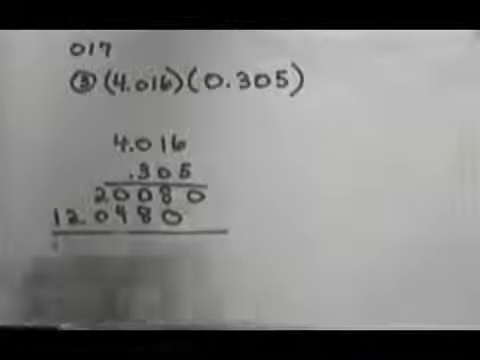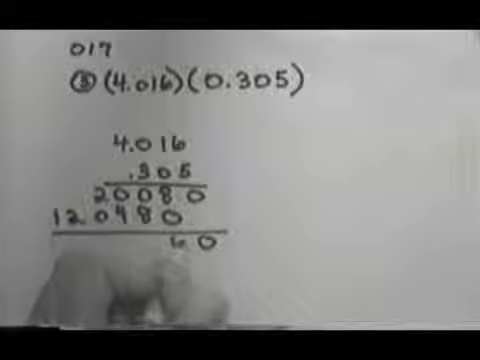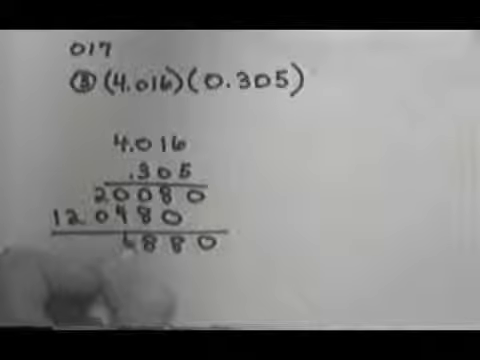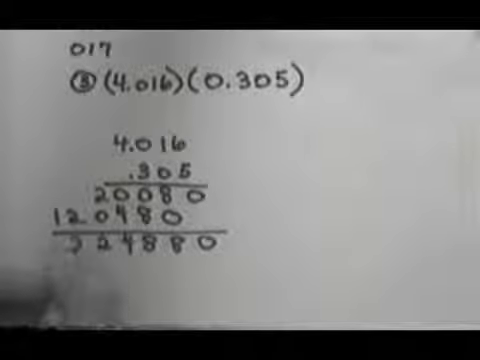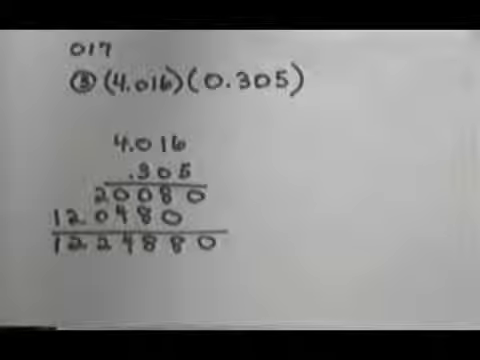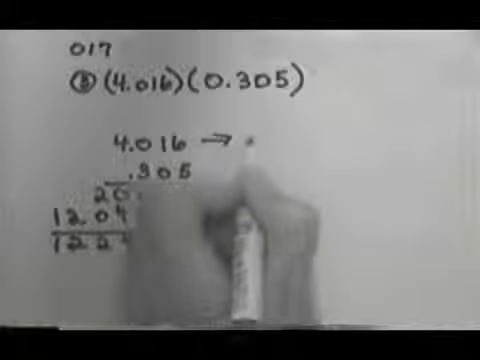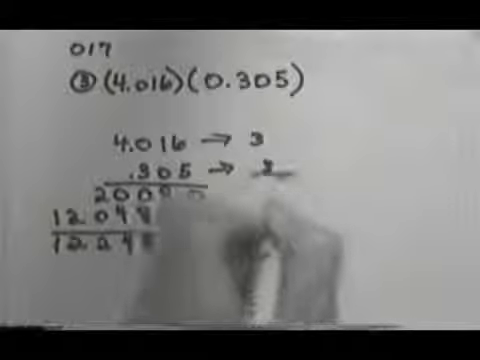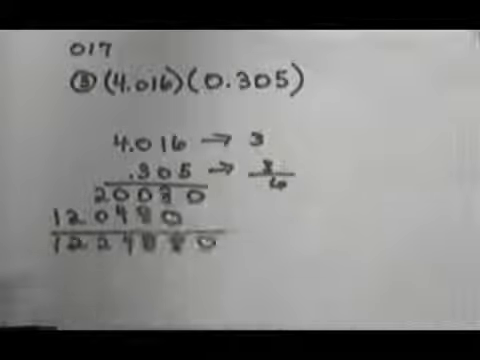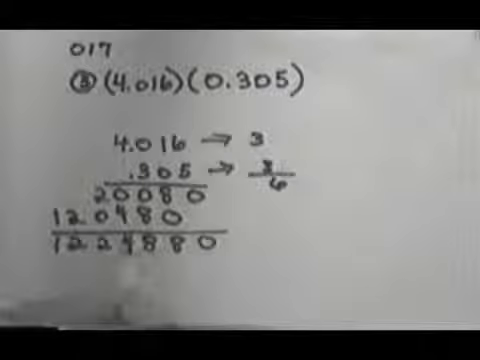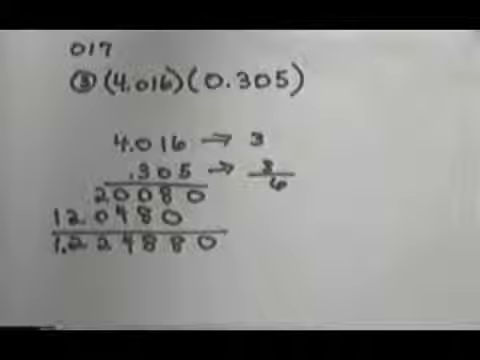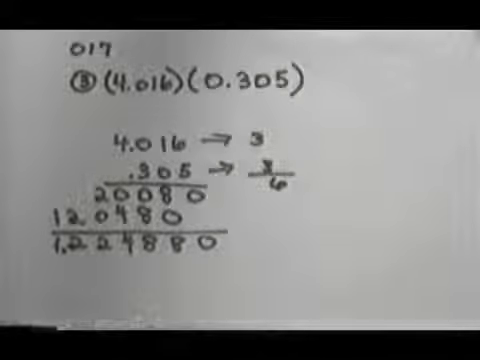I total that up. 0, 8, 8, 4, 2, 2, 1. Again, I count my decimal places. This one has 3. This one has 3. So my answer should have 6. 1, 2, 3, 4, 5, 6. So that looks like it's going to be a really large number, but it's actually a small number. It's just 1 and a fraction.